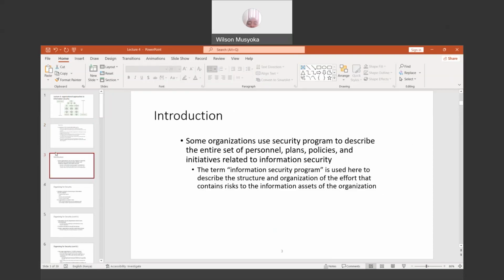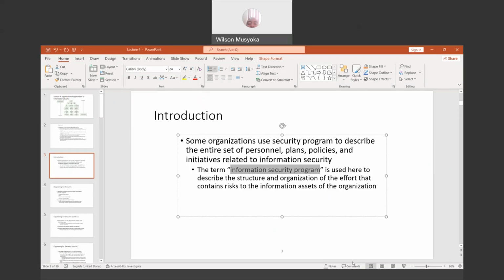And as an introduction, we normally talk about the information security program. And what exactly does it mean? When we are talking about the information security program, we are just looking at the structure and organization of the effort that contains risks to the information assets of the organization. So on one side, we would have the risks that information assets can be exposed to.